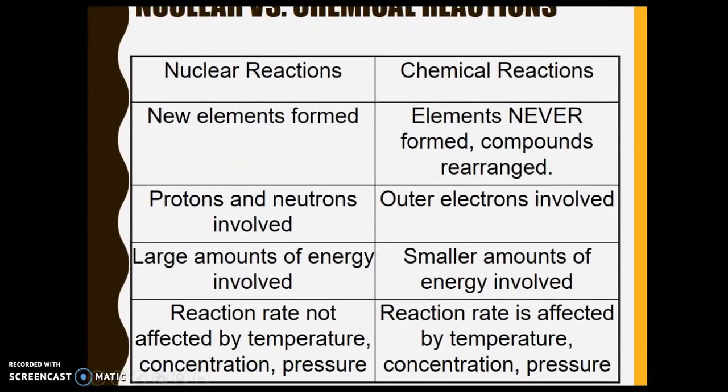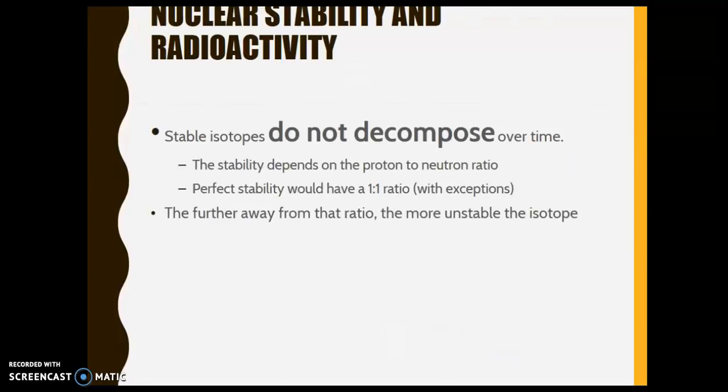Finally, with nuclear reactions, the rate of the reaction is not affected by temperature, so we can't heat it up, we can't add pressure to it, or increase our concentration to get that reaction to increase. Whereas a chemical reaction, we can. We can add heat, we can increase the temperature, we can increase its concentration, making it less dilute. We can increase the pressure, and how fast that reaction occurs is going to speed up. So there's kind of your comparing and contrasting T-chart for nuclear reactions versus chemical.